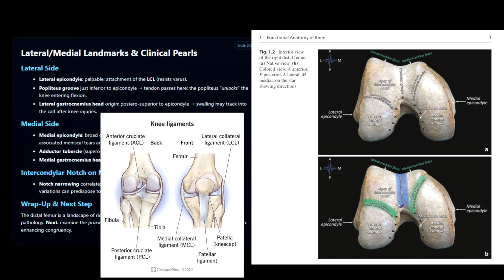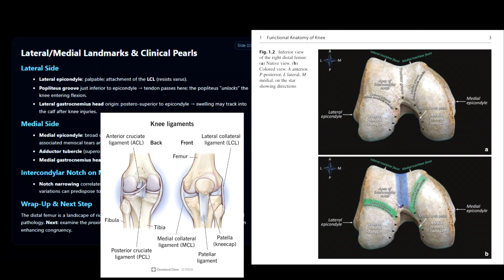Now, let's rotate our mental image of the femur and examine it from below, as shown in Figure 1.2. Here, we are looking at the inferior view of the distal femur, the surface that directly articulates with the tibia and patella. What immediately stands out are the two condyles, the lateral and the medial. Notice how they are separated by the deep intercondylar notch. This notch is an extremely important region because it houses the attachment sites of the cruciate ligaments.